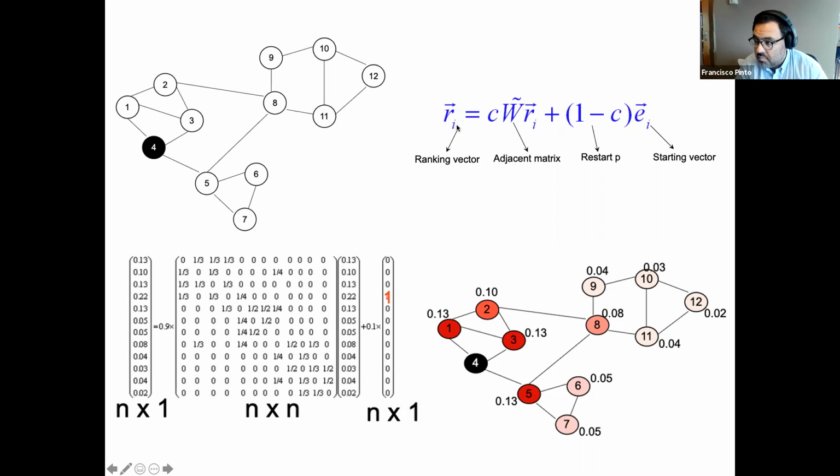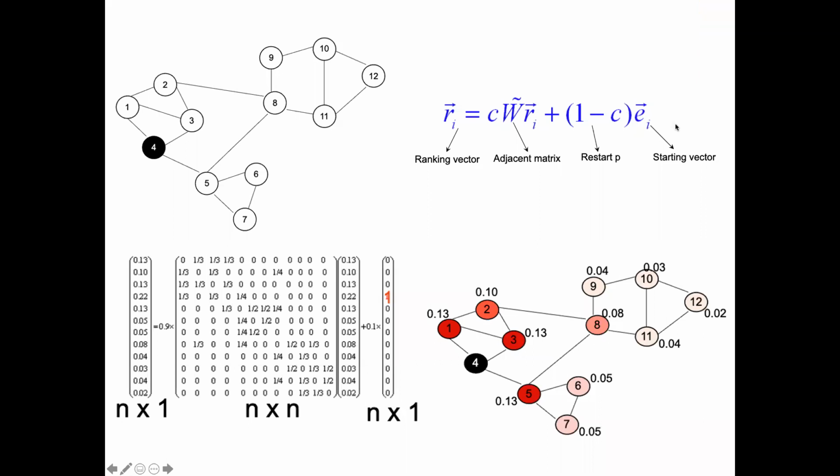But the aim is to do this iteration until you reach a point where the ranking vector I is almost equal to the ranking vector I+1. So you can write this equation without the iteration index.